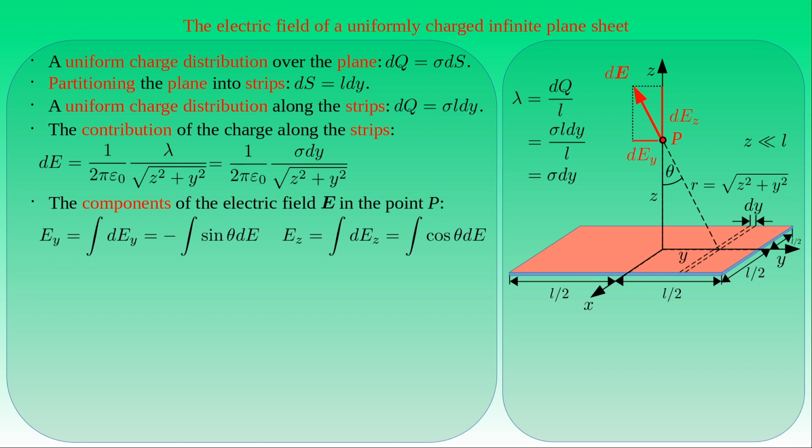Since the geometry of the sheet is symmetric about the x-axis, for each strip with its charge element dq on one side of the axis there is a corresponding strip with the same charge element on the other side. Then the electric fields created by these charge elements on both sides have the same magnitudes.